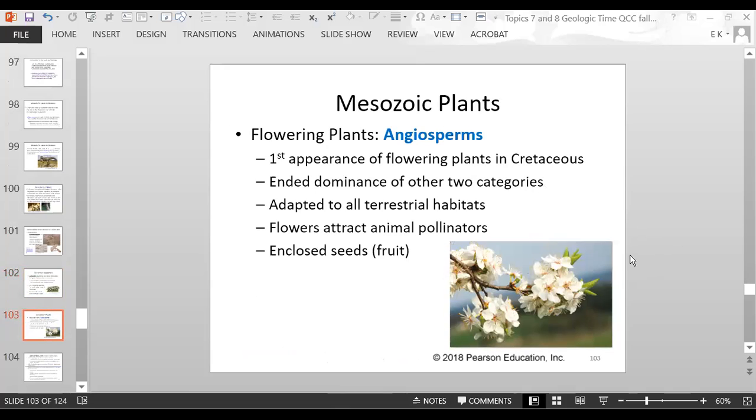And during the Mesozoic, we had the first appearance of flowering plants. Those are called angiosperms. Once we had flowering plants, it ended the dominance of the other two categories, the gymnosperms and the seedless plants like the ferns.